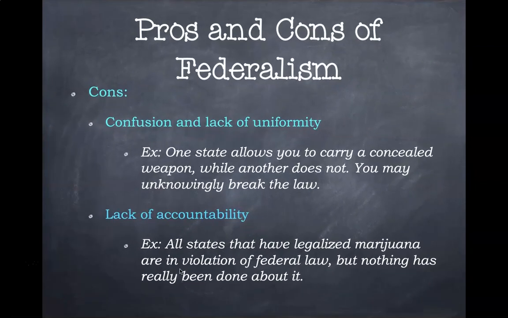The cons of federalism. One of the cons of federalism is that you have confusion and lack of uniformity. For example, one state allows you to carry a concealed weapon while another does not. You may unknowingly break the law. We'll talk about Alabama, for example. You can carry a concealed weapon as long as you have a permit in the state of Alabama.